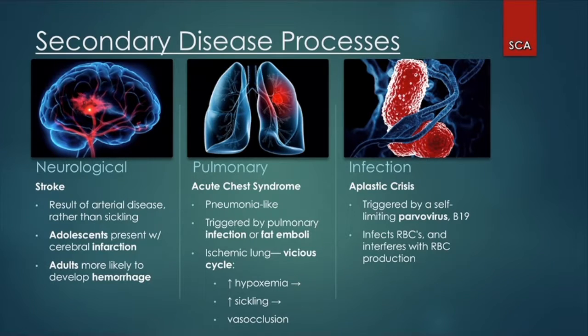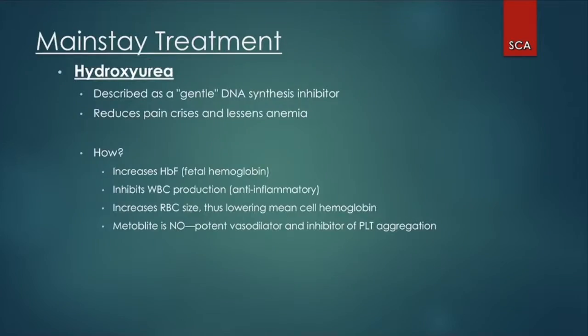They end up with an ischemic lung, which leads to a very vicious cycle of hypoxemia, sickling, and then vasoocclusion. And guess what that vasoocclusion does? It causes more hypoxemia, which leads to more sickling, which leads to vasoocclusion. You end up with this vicious cycle. So infection, they can end up with an aplastic crisis, which is triggered by parvovirus B19. It's usually self-limiting and infects the RBCs and interferes with the production of RBCs. Usually the highest mortality and most common are these two: the stroke and the acute chest syndrome.